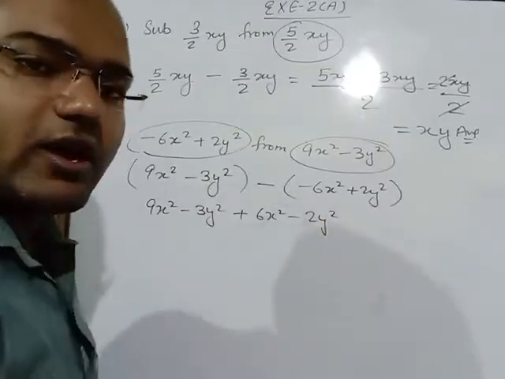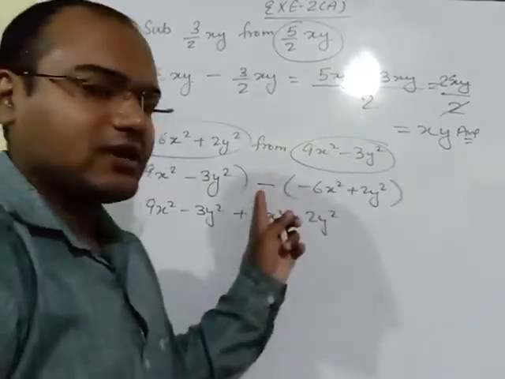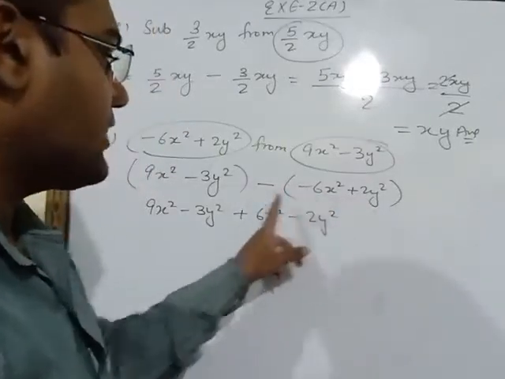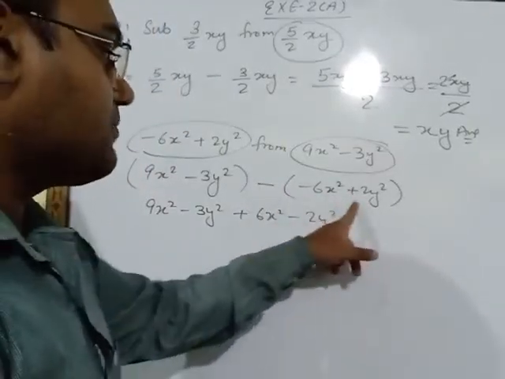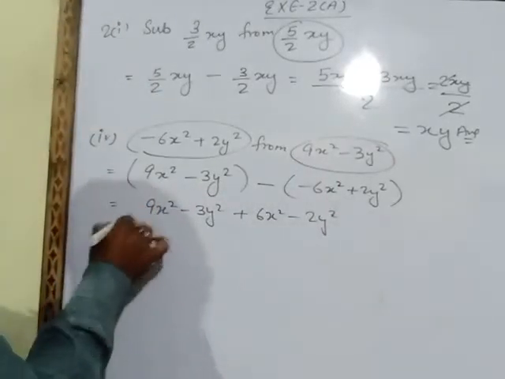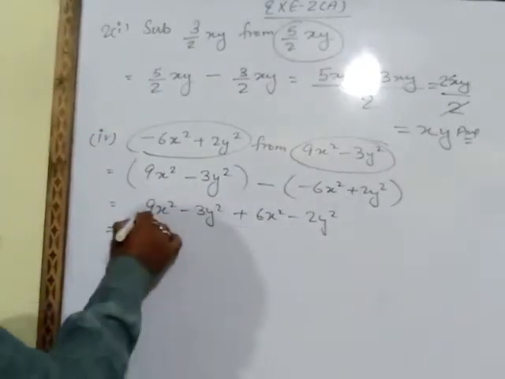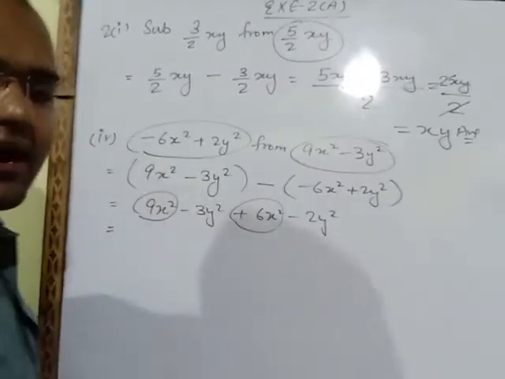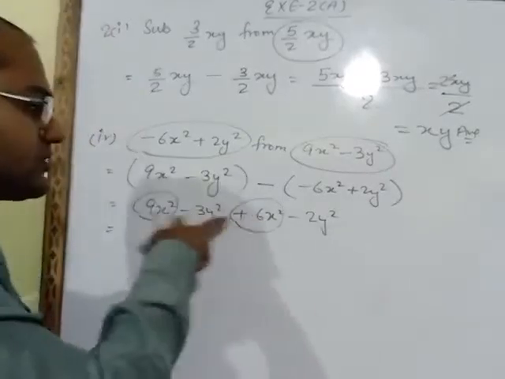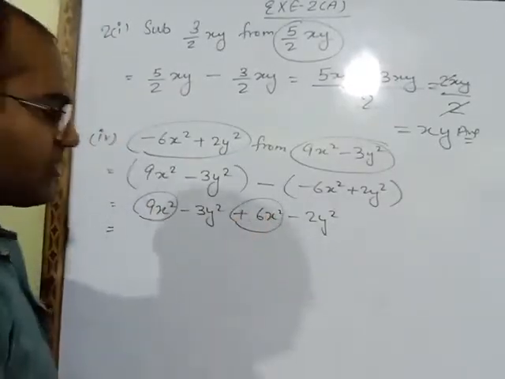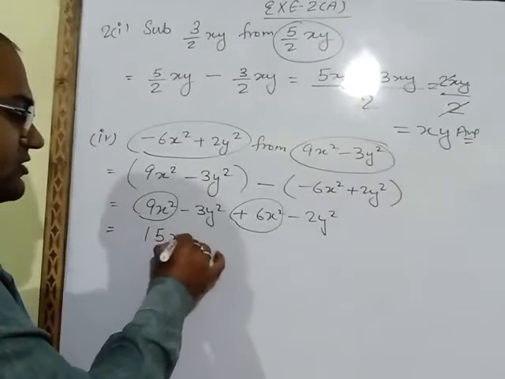So what you have to do here, with this minus sign we have to change the sign of these two terms. Minus and minus plus, minus and plus will become minus. Now in the next step, this is 9x square, this is 6x square. These two are like terms, so we will solve these two like terms together. 9x square plus 6x square will become 15x square.